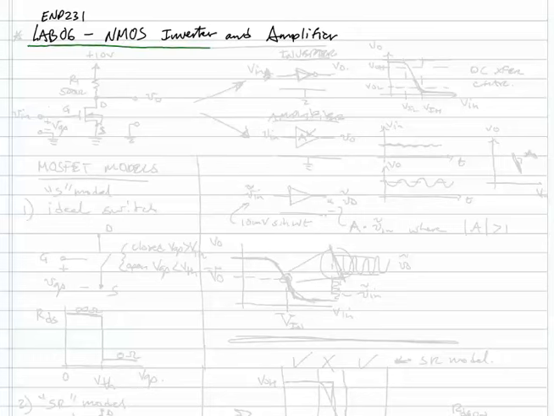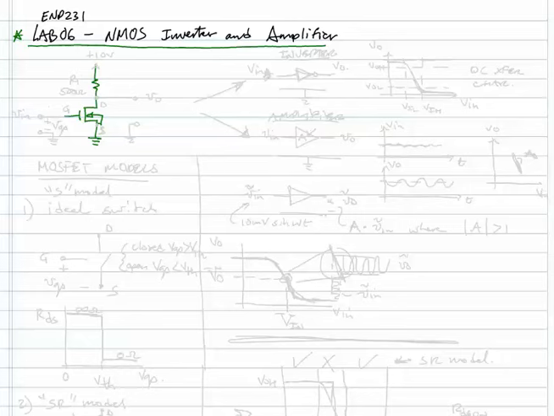Alright, this is a pre-lab lecture for Lab 6 in which you are going to explore an NMOS inverter and an NMOS amplifier. Turns out the circuit for both of these is really identical. So here's the simple circuit you're going to be building.